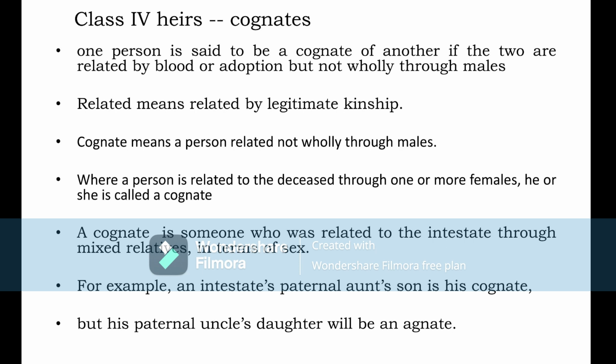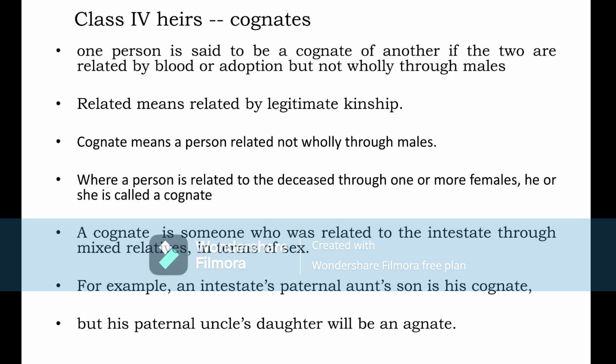Son's son, son's daughter, son's daughter's son or daughter. So a female intervenes. Whenever a female intervenes in the line, they are cognate. If they are related wholly through the males, it is an agnate. That is the only difference. The rest of the things all are common. Order of succession, everything is common.